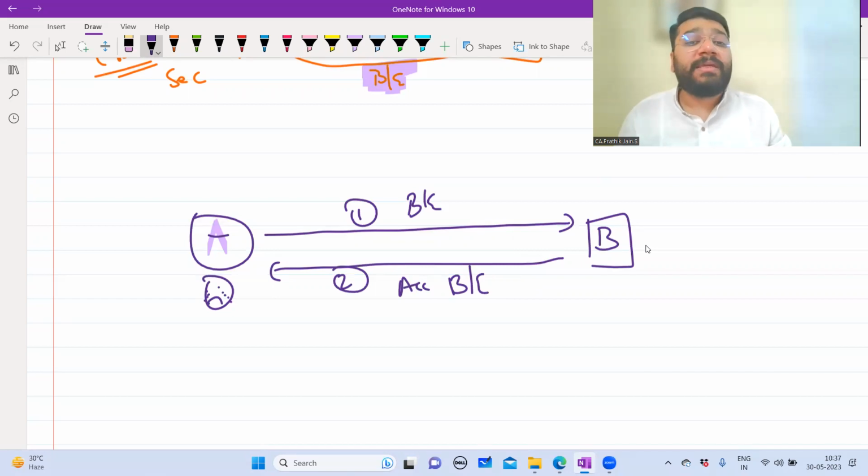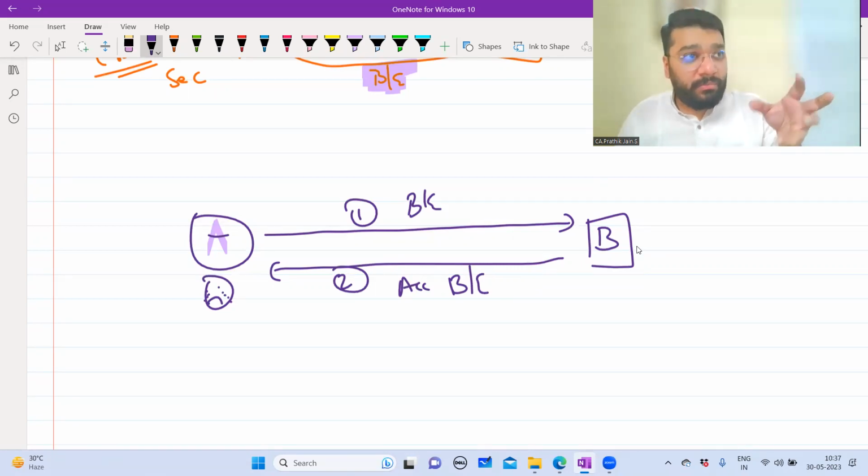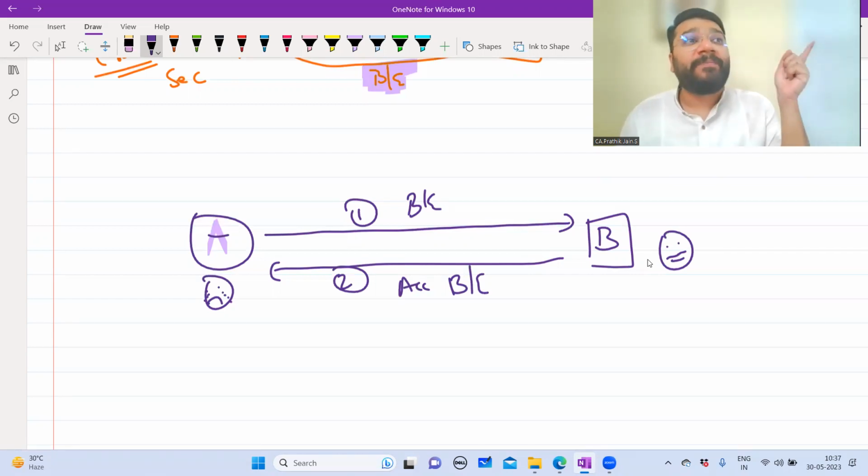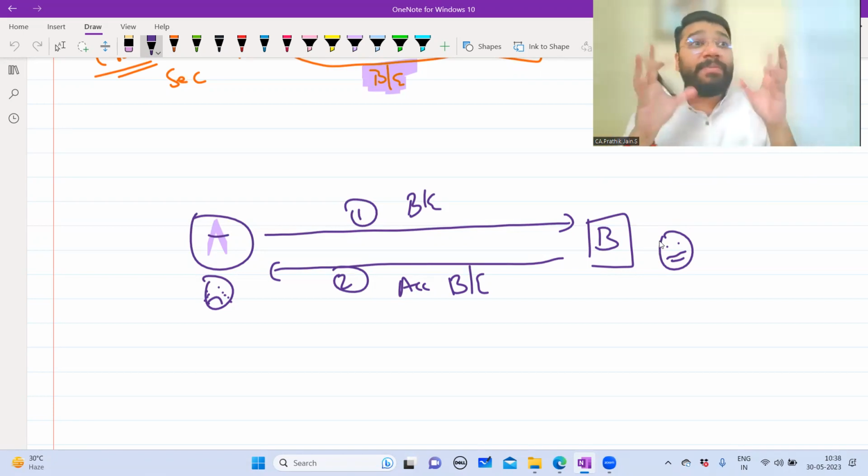Now, the moment B is told that he has to accept, he suddenly gets worried. If I accept the bill of exchange, it means I have to make the payment to the banker in future. If A is enjoying the money, why will I pay the money? Like that, B started worrying.